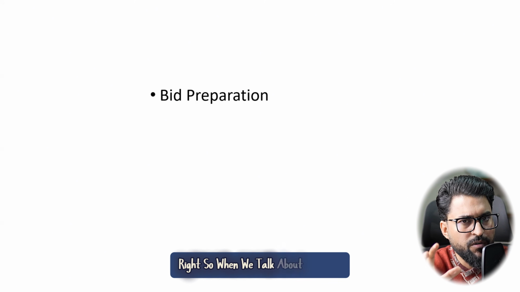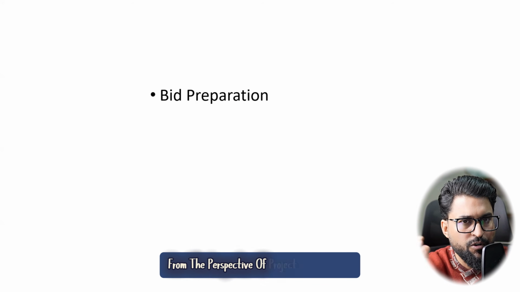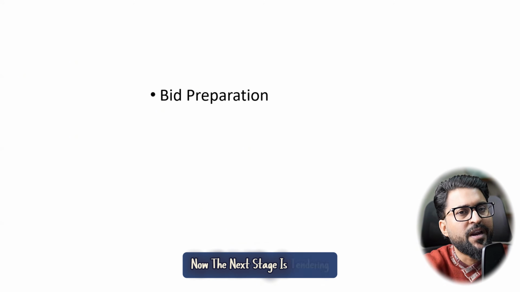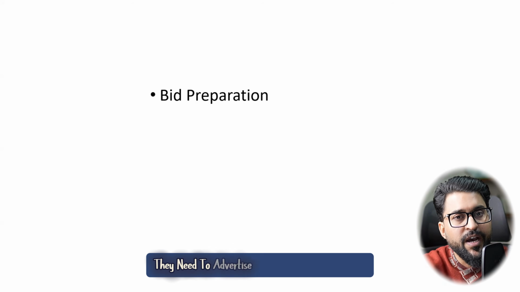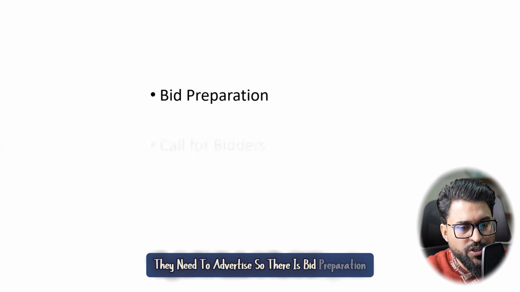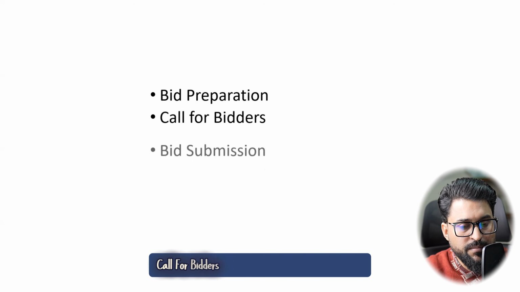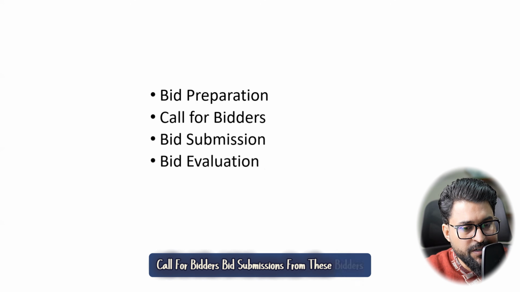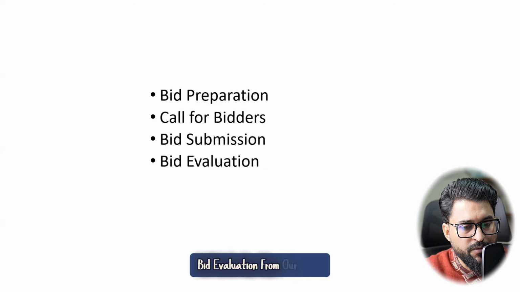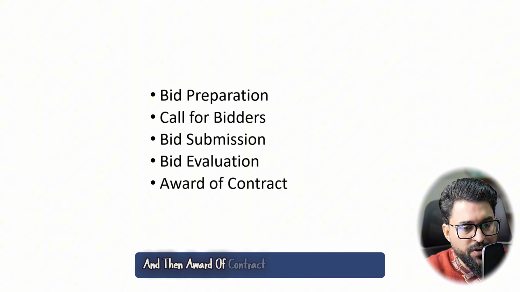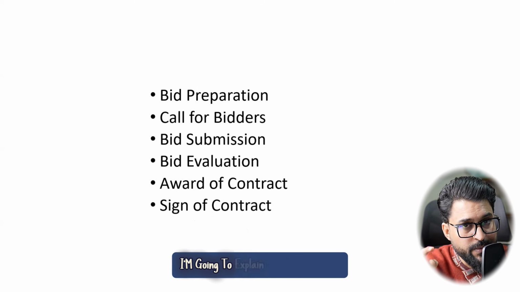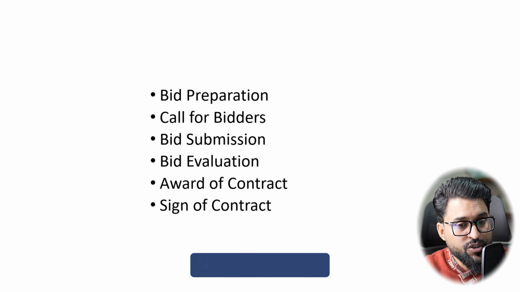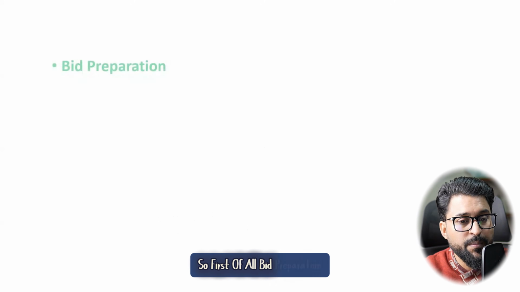So from the perspective of project management, the next stage is tendering. They need to hire one contractor, so they need to advertise. There is bid preparation, call for bidders, bid submissions from these bidders, bid evaluation from our team, and then award of contract and signing of the contract. These are the stages, right? I'm going to explain them one by one. So, first of all, bid preparation.